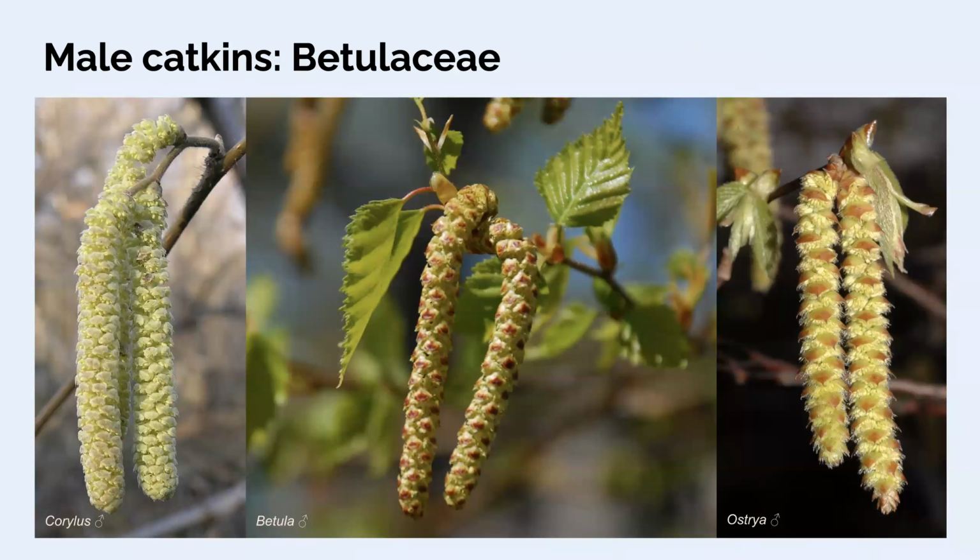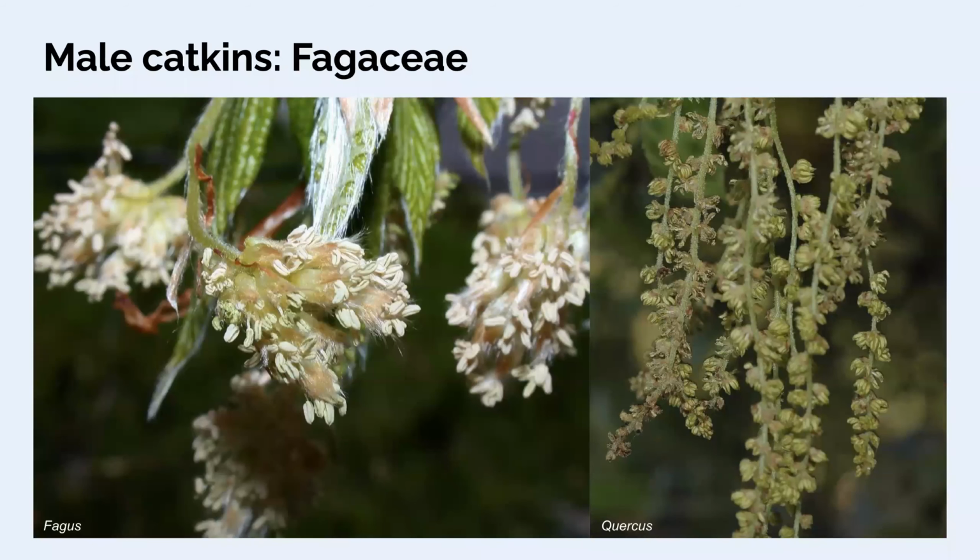So we'll start in with Betulaceae, named for this genus of birch, Betula. Also Corylus, the hazel, and Ostrya, the hop hornbeam. A lot of similarity here. These are all in the same family. You wouldn't necessarily tell them apart by their overall appearance of the catkins, but you can tell them apart by other features. Another one, Fagaceae here, named for the genus Fagus.